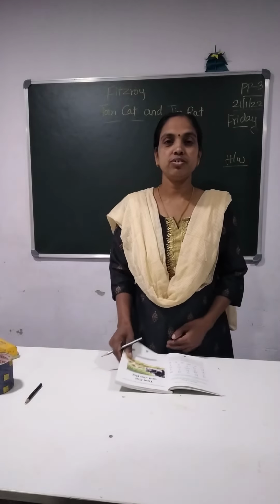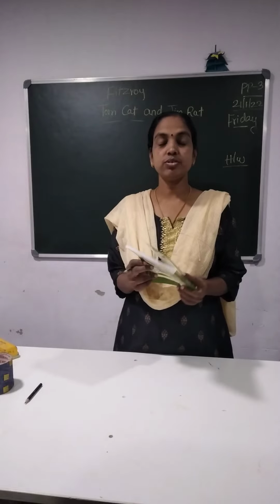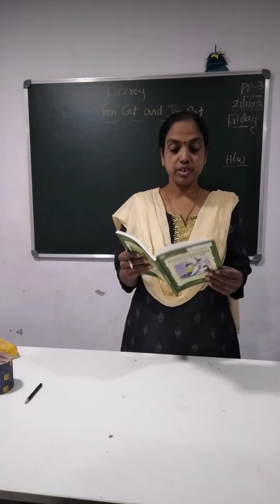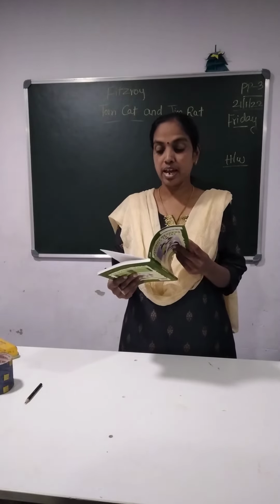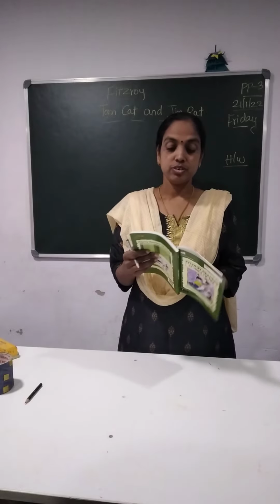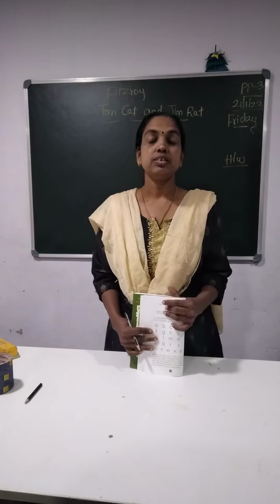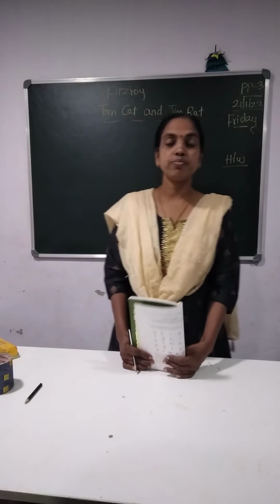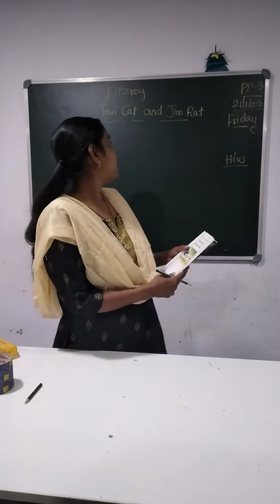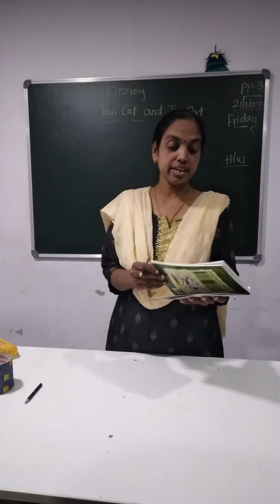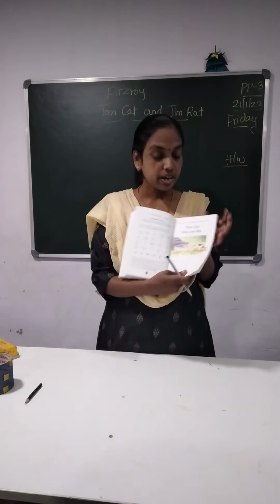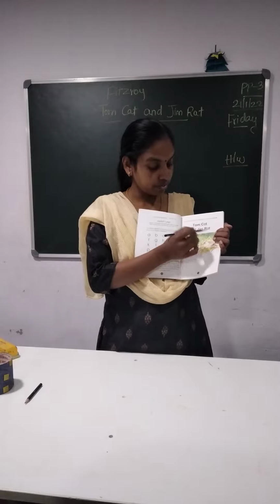Today we are going to learn English. So take out your Fitzroy reader. We have learned the first chapter, Anne and Mal. So take out the second chapter. Today we are going to read the second story, Tom Cat and Jim Rat. So the cat's name is Tom and the rat's name is Jim.